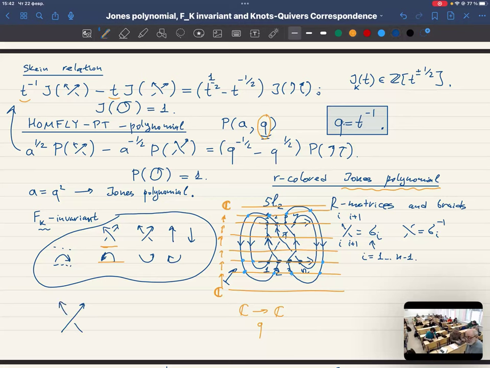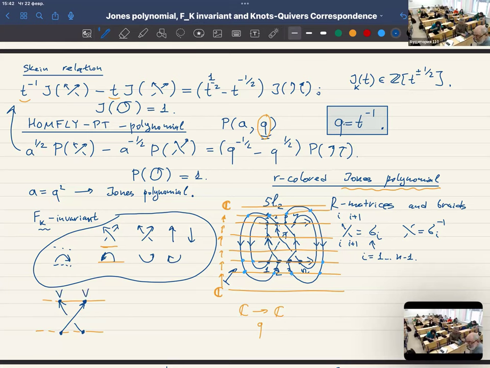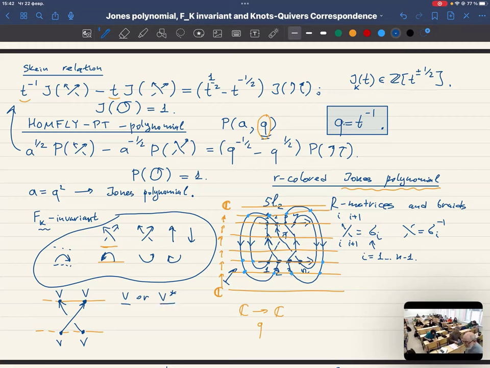Let's take the most important simple path. So for each intersection of the level with the knot, we put a vector space either V or V star, which is just the dual of V. And how do we decide whether we put V or V star?